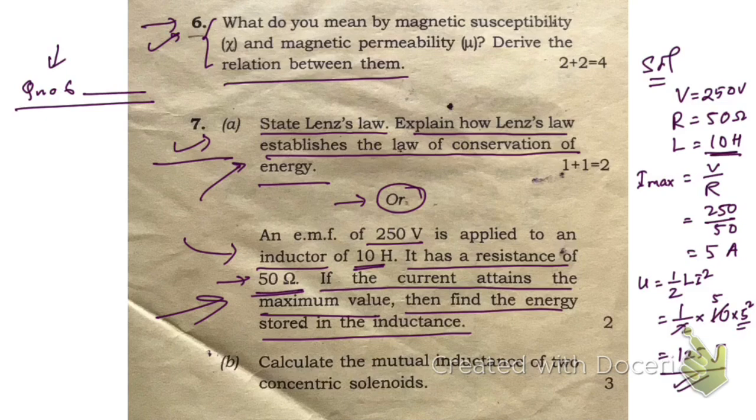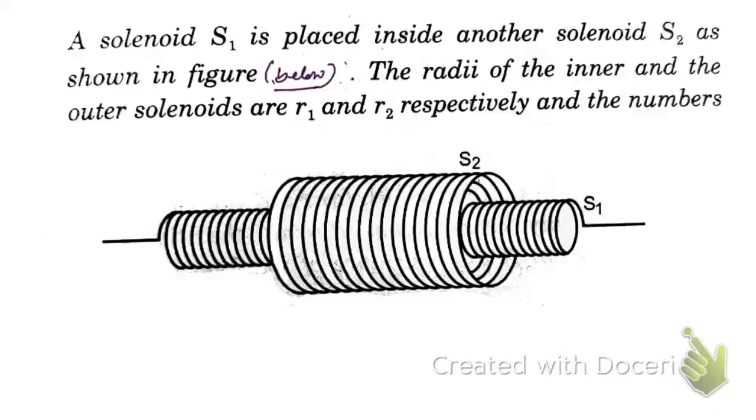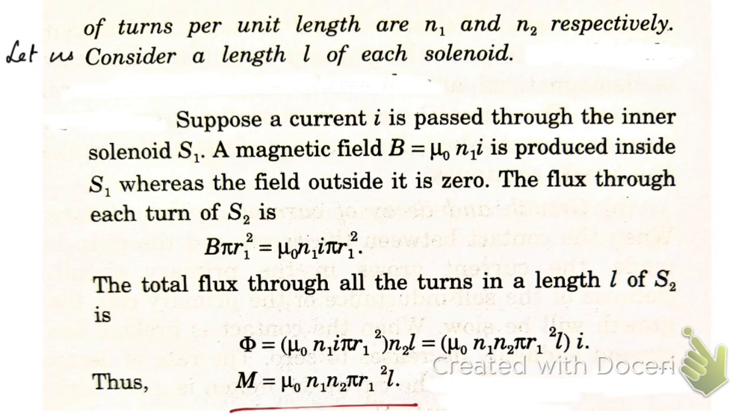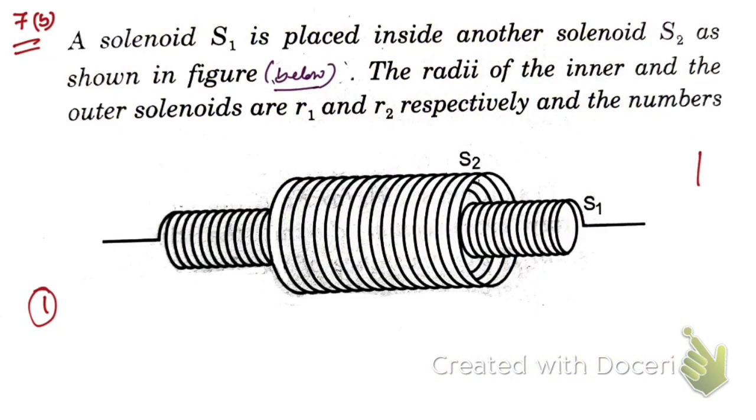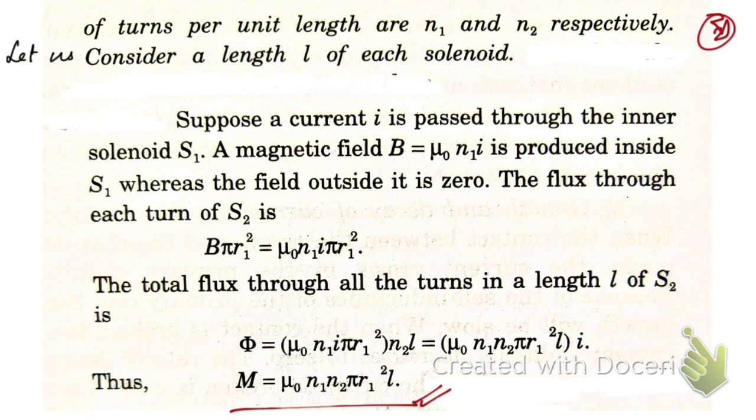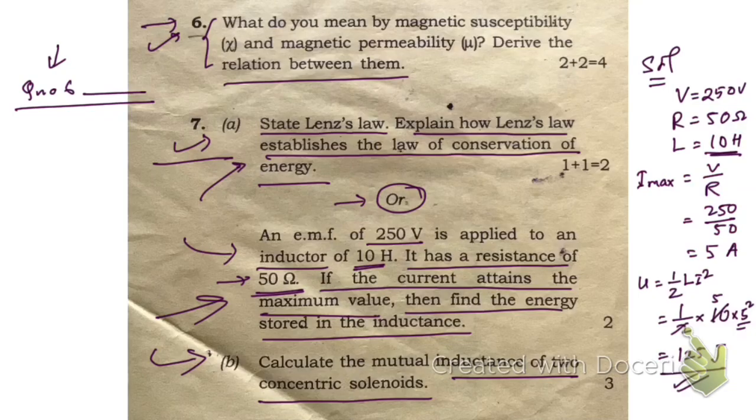Now let me answer question number 7b. Calculate the mutual inductance of two concentric solenoids. Let me give you the answer directly. So here is the answer to 7b. This is the first page and this is the second page, and the answer is completed here. Take the screenshot. This is the first page, take the screenshot. This is the second page. So now let's move on to the next question.